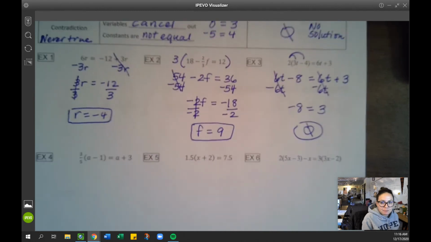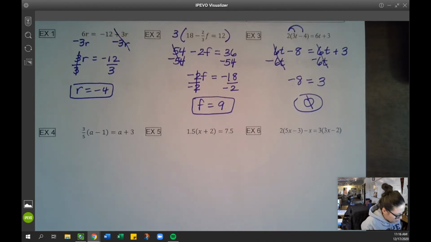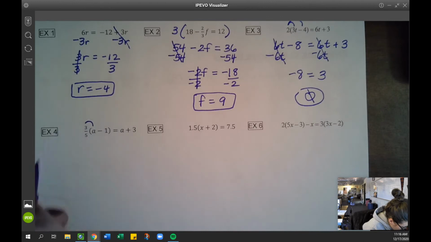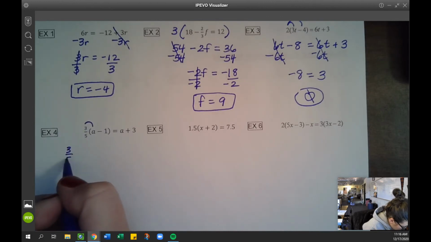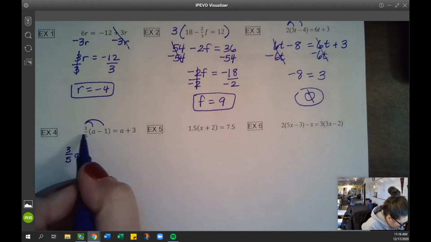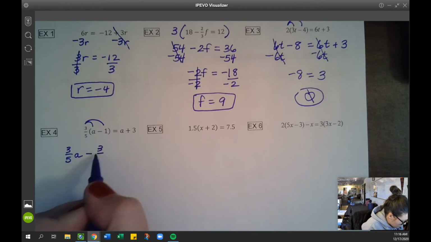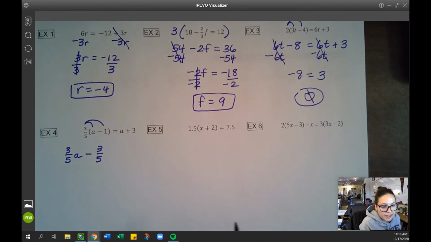There is no value of t that will make the equation true. All right, moving on. Example 4. We're going to distribute. 3/5 times a is 3/5 a. 3/5 times 1 is 3/5 because anything times 1 is itself.